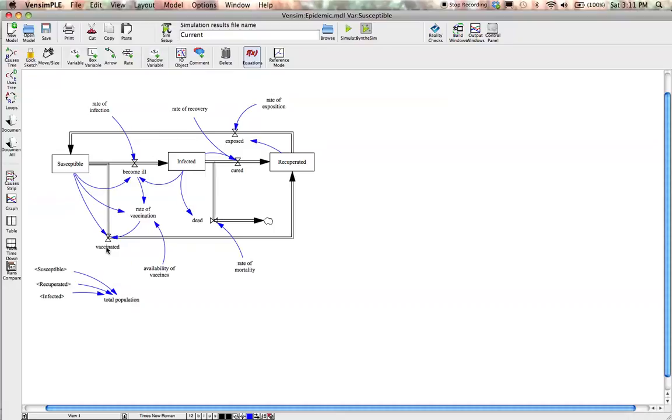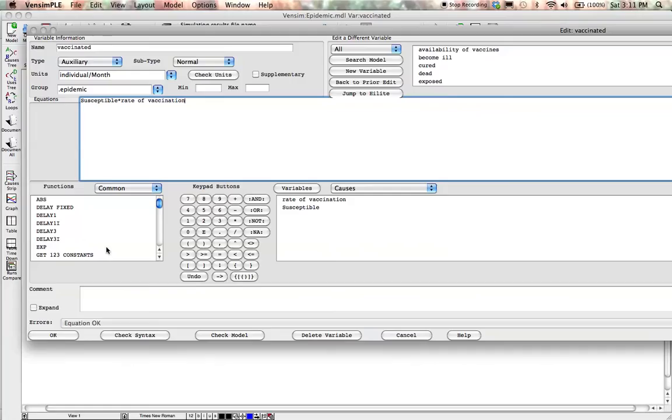Let's look at the possibility of being vaccinated for a susceptible. The vaccination has units of individuals per month, so it's a first order process. It's a product of the susceptibles times a rate of vaccination. Let's take a look at what this rate of vaccination looks like. It's a ratio of the people that become ill as a fraction of the susceptibles. So whatever fraction of susceptibles become ill, times the availability of vaccines.